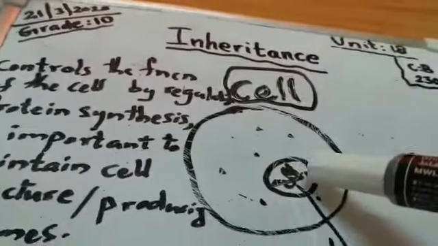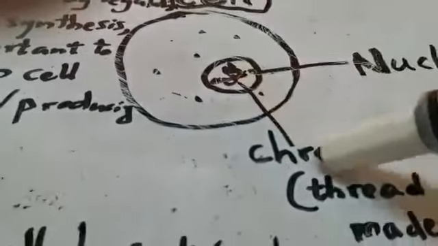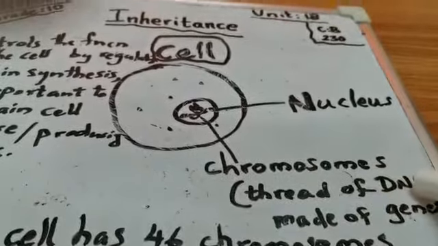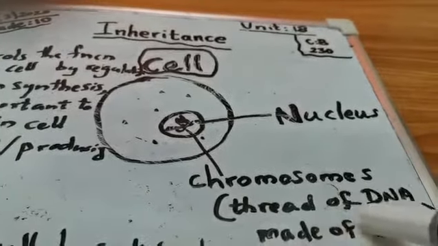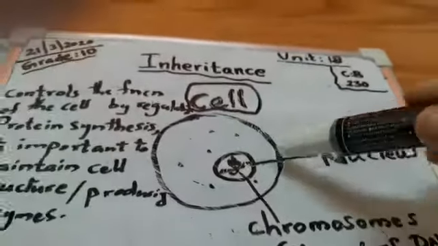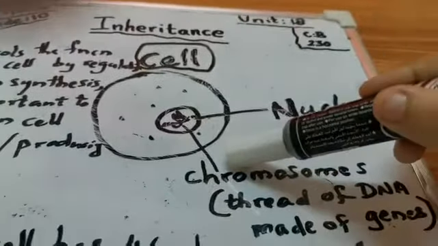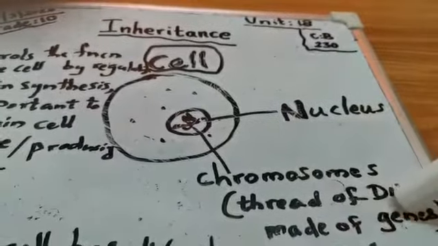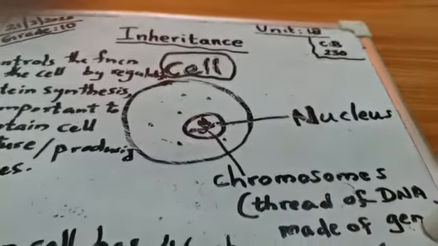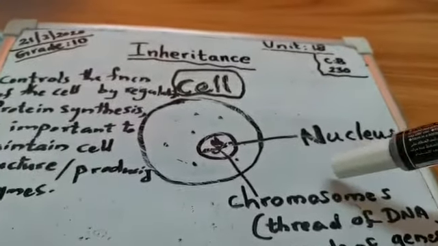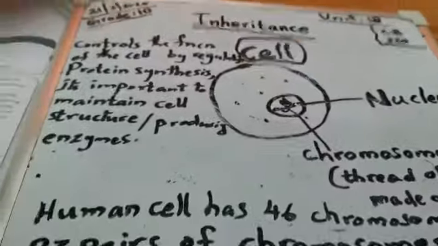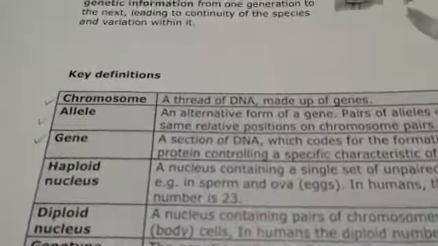Inside the nucleus you can see some thread-like structures called chromosomes. They are made up of threads of DNA, and the DNA is made up of genes. Inside the nucleus you can see the chromosomes, that are the threads of DNA, made up of genes. So have you got what is a chromosome, what is DNA, and what is a gene? Now have a look at the definitions of these key words.